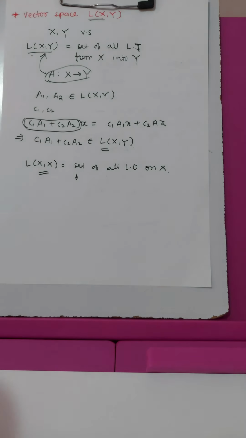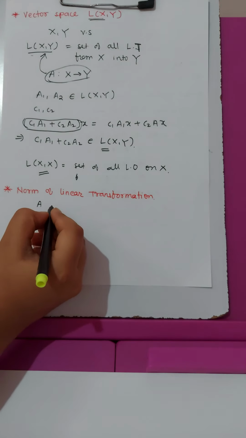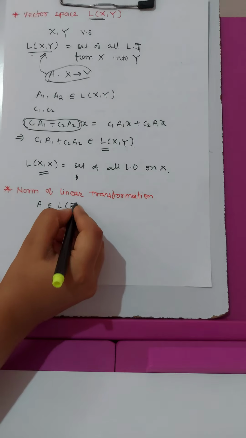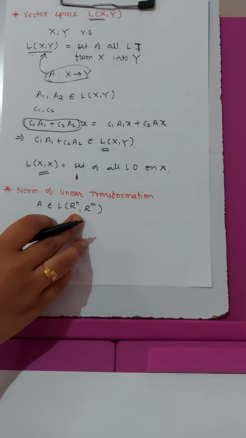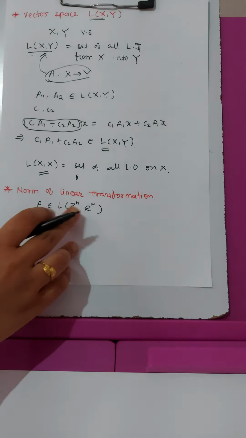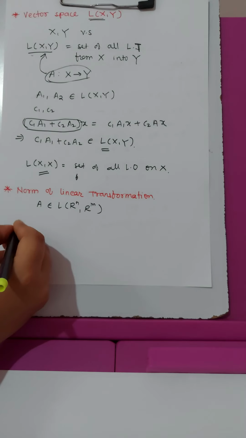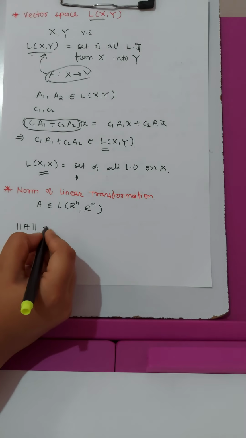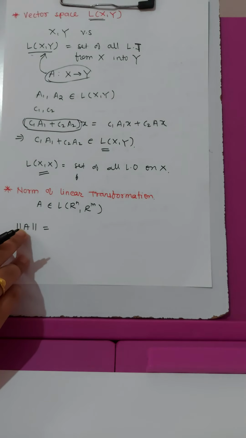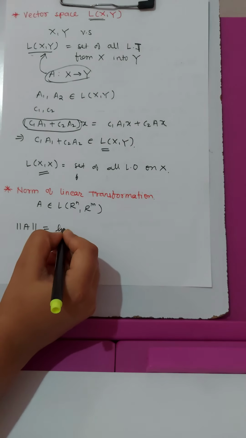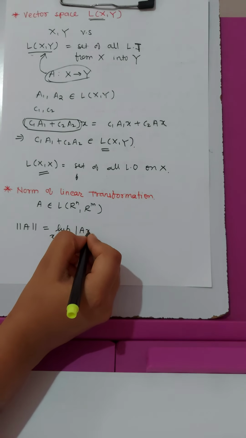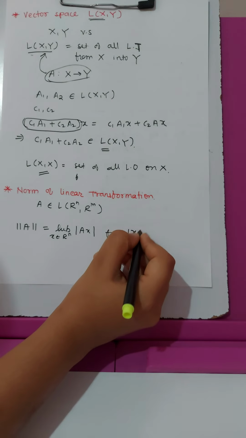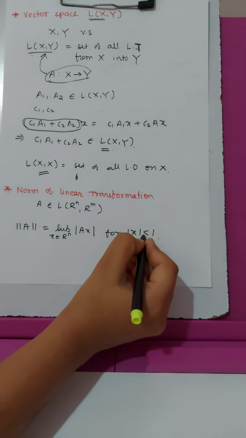Now the next is the norm of a linear transformation. If we consider a linear transformation, say A belonging to L of Rn, Rm, this L of Rn, Rm is the set of linear transformations from Rn to Rm. Therefore the norm of this linear transformation A is denoted by this symbol and is defined as the least upper bound, for x belonging to Rn, of mod of Ax for mod x less than or equal to 1.